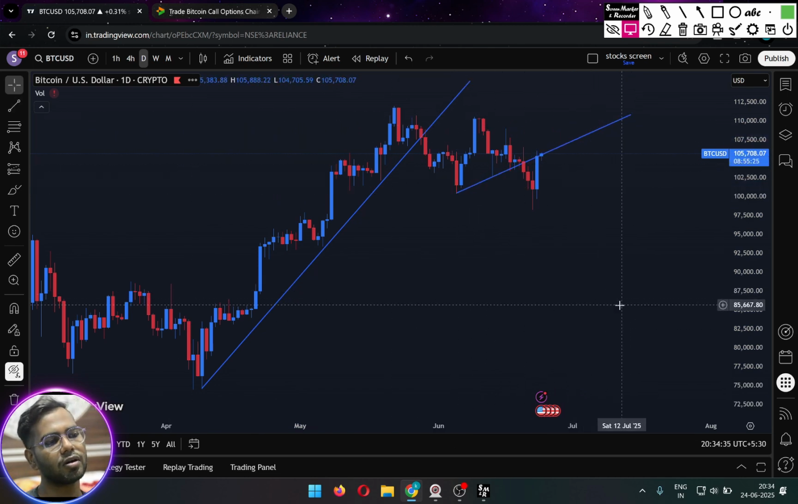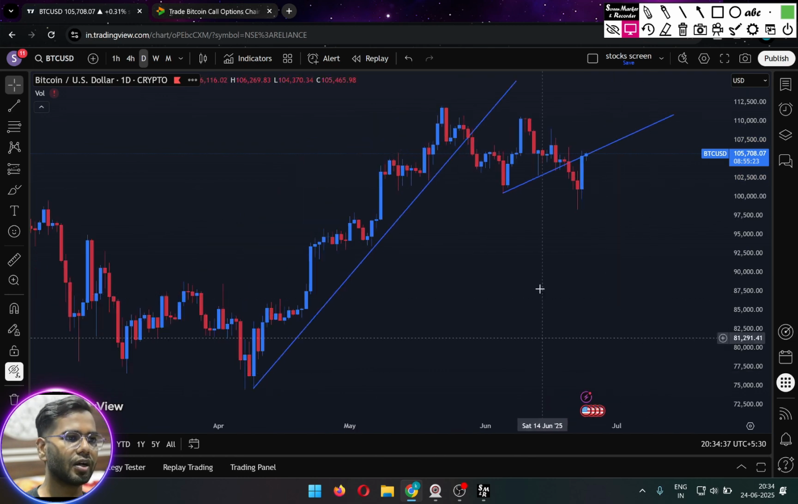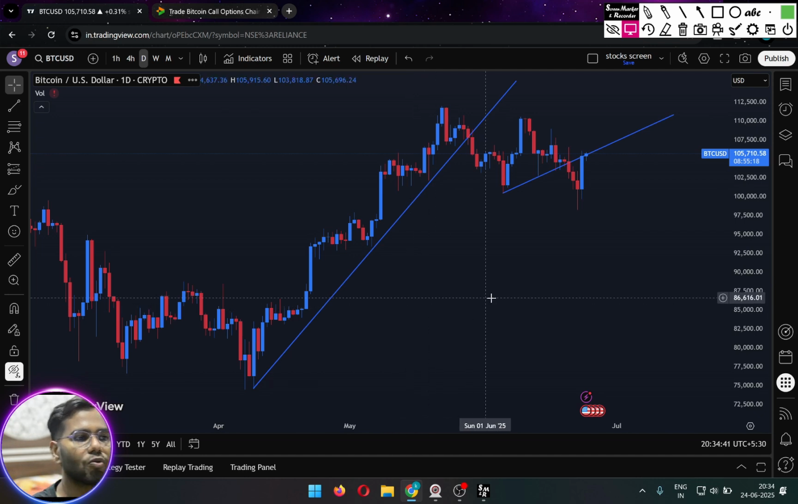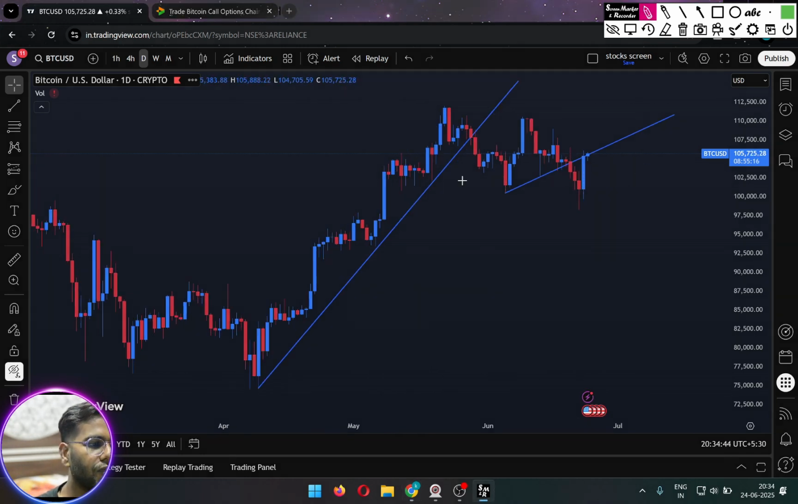Now visually you can see which trend line is more attractive, more picture perfect, and more perfect. Obviously you will say that the left trend line is more picture perfect and more accurate.